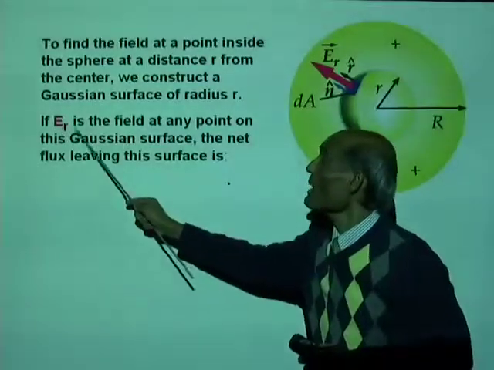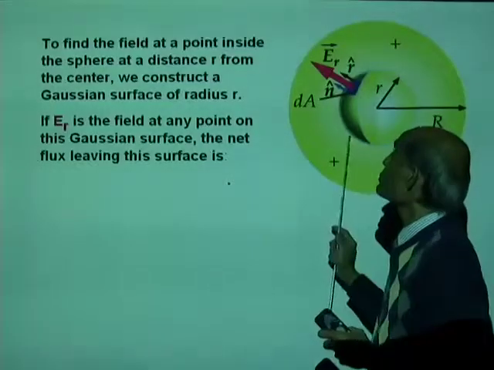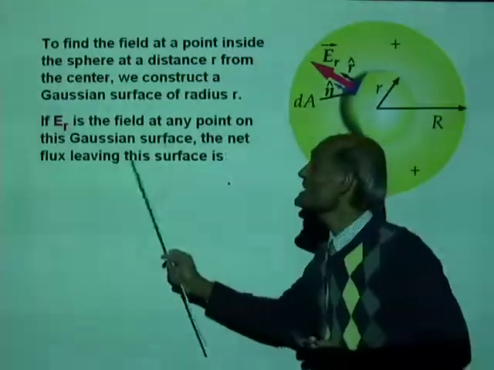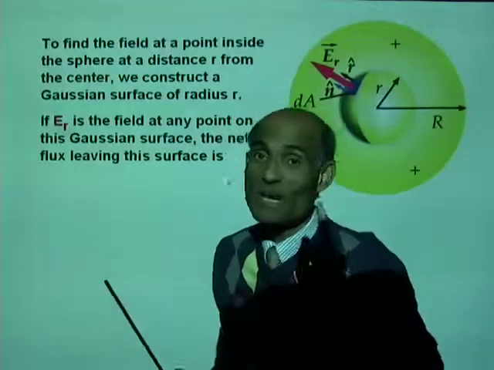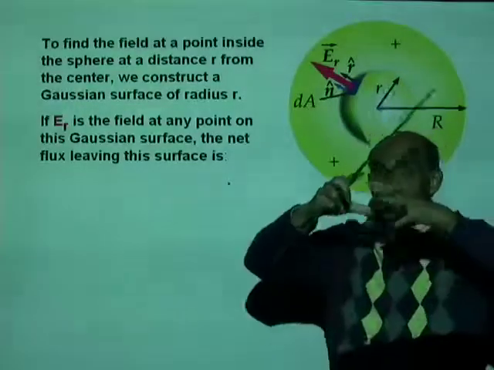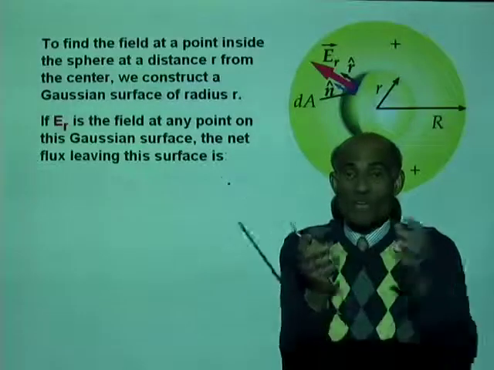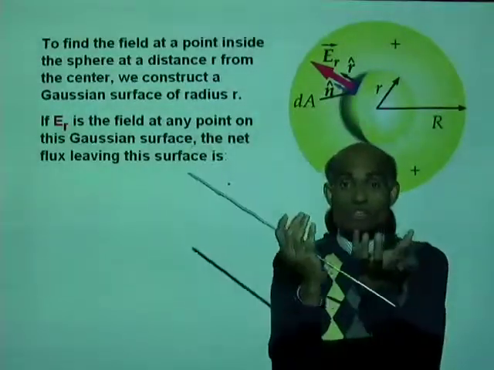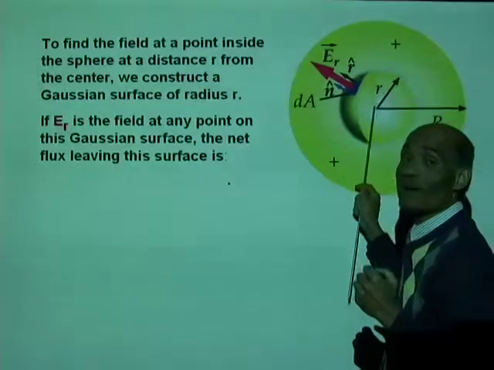If E_r is the field at any point on this Gaussian surface, what is the net flux leaving this surface? I'm sure you can now tell me. What is the total flux leaving that Gaussian surface? The Gaussian surface is a sphere. What is the area of that Gaussian surface? It will be 4 pi small r squared.